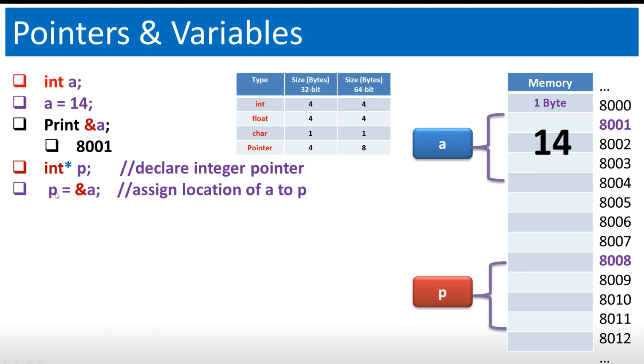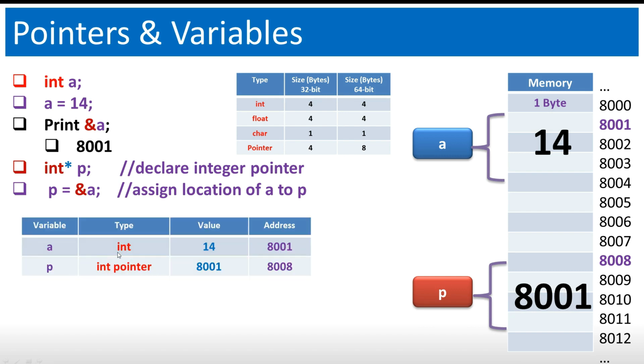The minute we say P is equal to address of A, now we're going to assign the location of A to P, meaning that we store here the location of A, which is 8001. With this statement here, P becomes initialized and it's now pointing to memory that we can access. This table here shows you what we have so far. We have a variable A of integer type holding the value of 14 in its memory address at 8001.